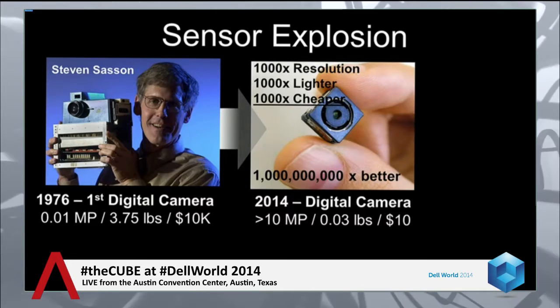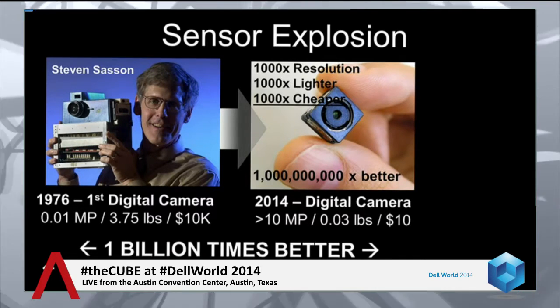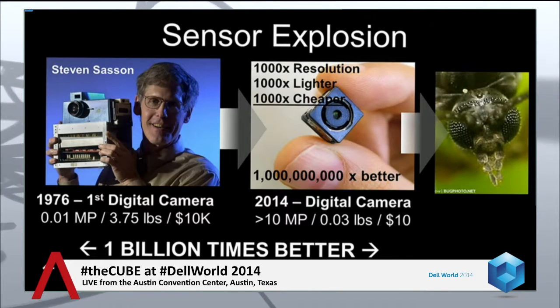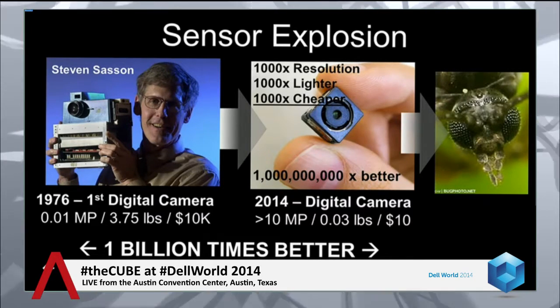And this is where the digital camera is today. It's 1 billion times better. But this is where it is today, right? It doesn't stop here. The march of technology continues. And what's it going to be 10 years from now? It's 1,000 times better, or 20 years when it's 1,000,000 times better, or 30 years when it's 1,000,000,000 times better.